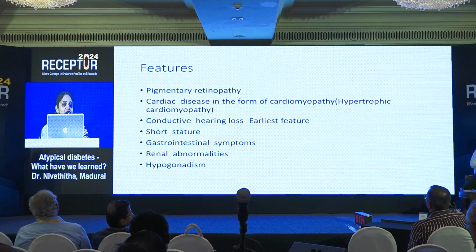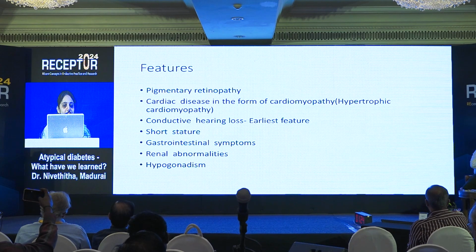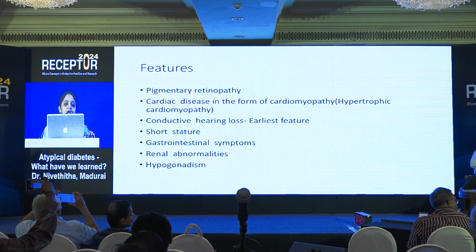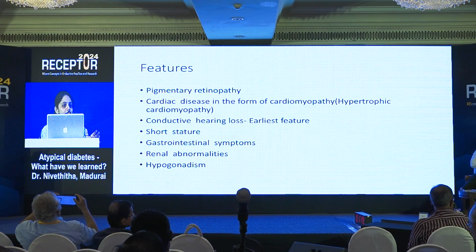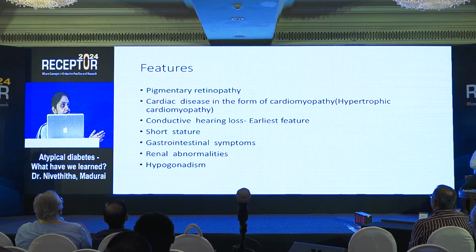If a patient with young onset diabetes mellitus has visual disturbances, kindly do an ophthalmic examination to rule out optic atrophy and pigmentary retinopathy. And if the patient has sensorineural hearing loss, it is not just a simple type 1 we are dealing with, it is something more than that. In mitochondrial diabetes, the most important features are pigmentary retinopathy, cardiac disease, hearing loss, and short stature.